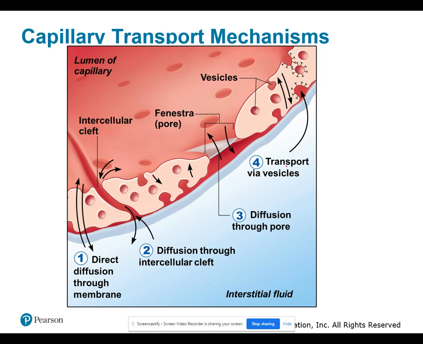And the last one is if you have a vesicle. So remember, vesicles are these little dots here. They bind with your cell membrane and they can open and release things. Or here, this will pinch off and close and bring it into the capillary.